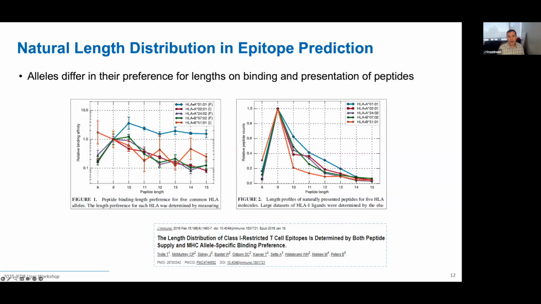In contrast, on the right, we have peptides that are actually eluted from the cell surface for these same 5 alleles. And here we can see that there's a very sharp peak at length 9. And also, many of them will elute peptides of length 10. And so we just recommend taking this type of information into account when you're making your length selection, thinking about the goal of your analysis.